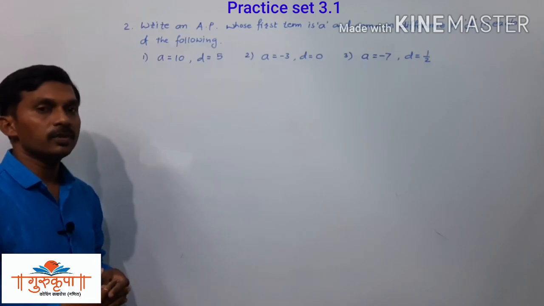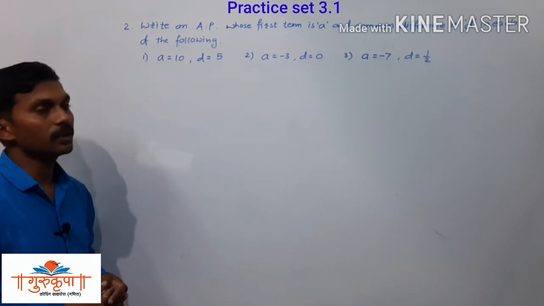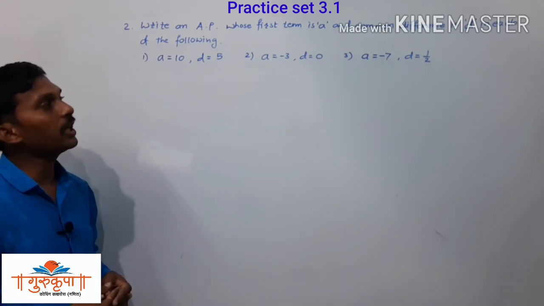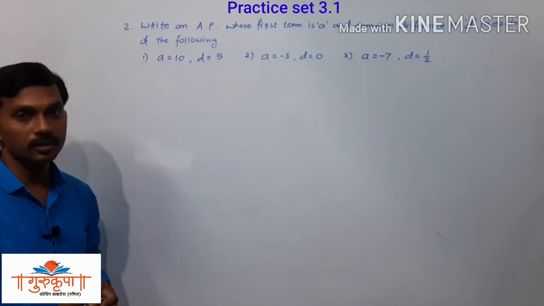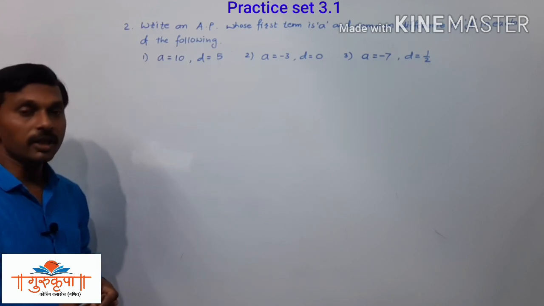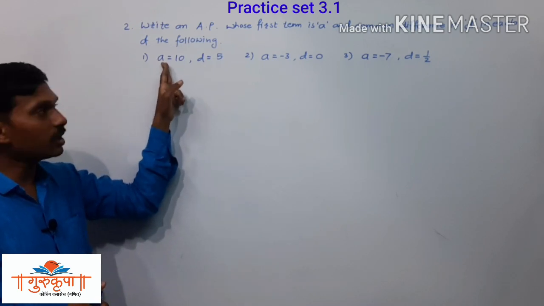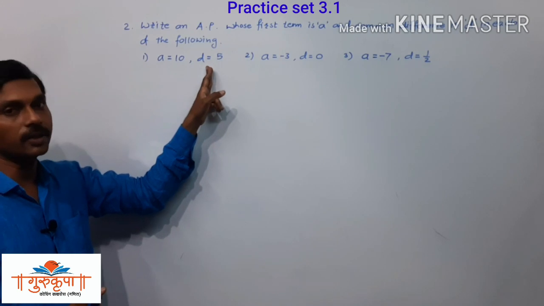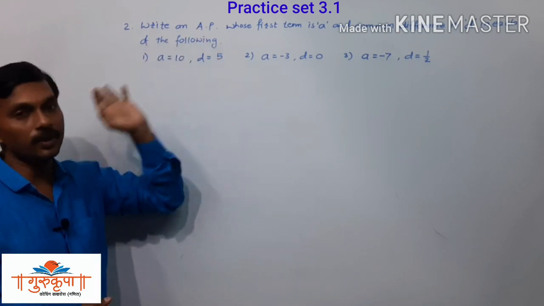Second question from the practice set 3.1. The question is, write an AP whose first term is A and common difference is D in each of the following. Here in each and every example we have given the first term, that is A, and the common difference D, and we have to write that AP.